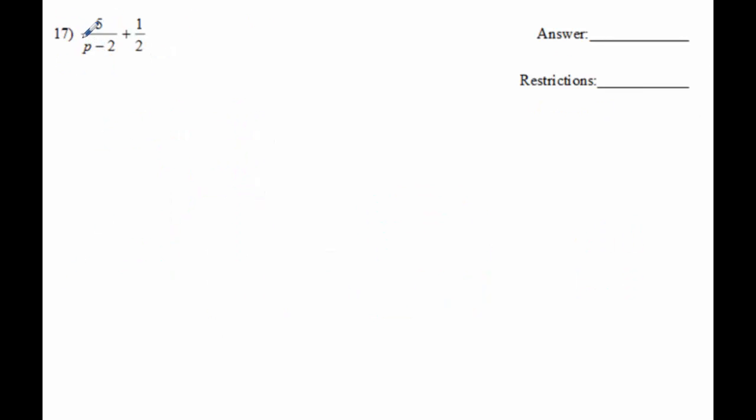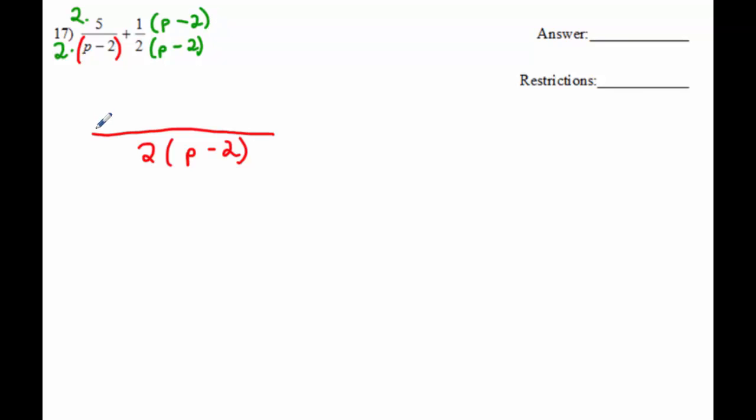I don't have common denominators, so I need to think about what my common denominator would be. It has to have a 2, and it also has to have a p minus 2. So that's my common denominator. To make that happen, this first fraction needs a 2, and the second fraction needs p minus 2. So I do 2 times 5, which is 10, plus 1 times p minus 2, which is just p minus 2. So I add like terms on top and get p plus 8 over 2 times p minus 2.